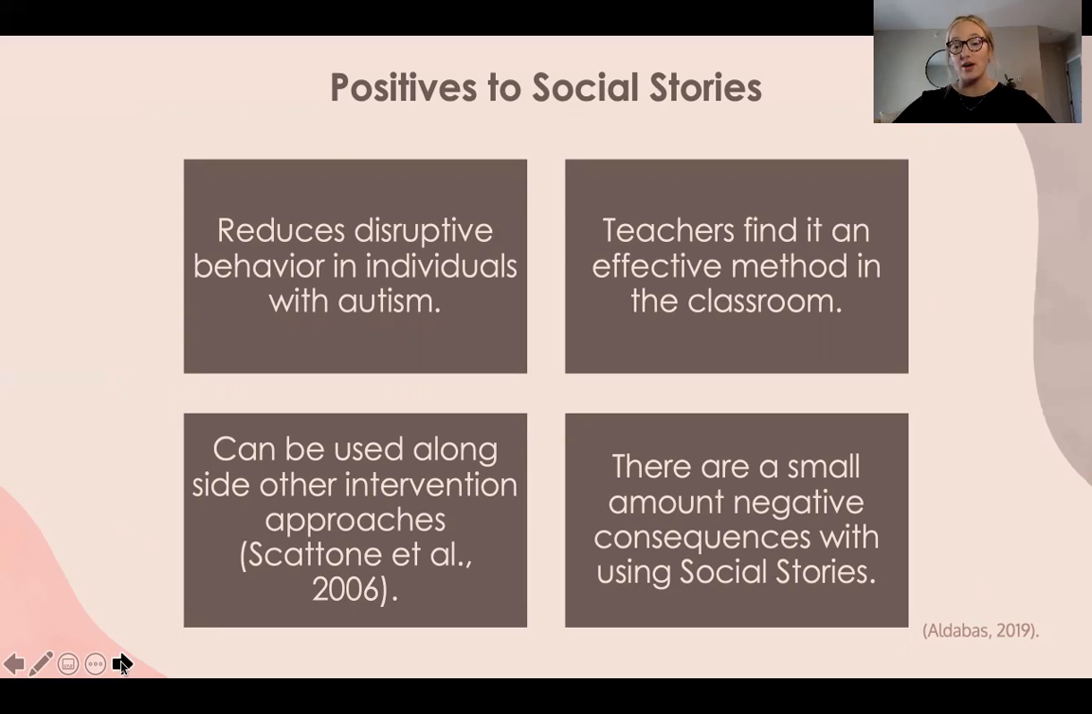There are a small amount of negative consequences using social stories. One consequence could be that the individual does not like to sit to read the social story. And so that's when the format makes it mine, or the 4th component of Carol Gray's method, is really important. So that's when you individualize the social story for the individual's attention span or abilities. And the 4th is it can be used alongside many other intervention approaches. And that's typically what happens with social stories.